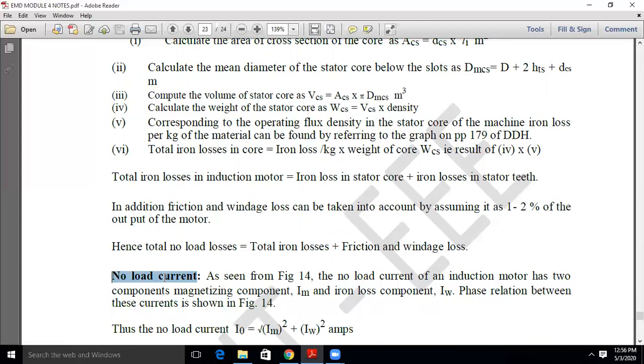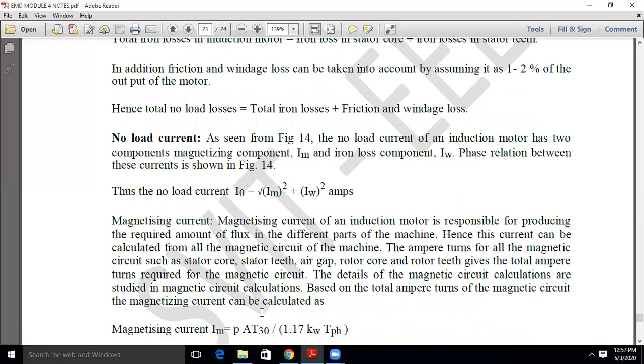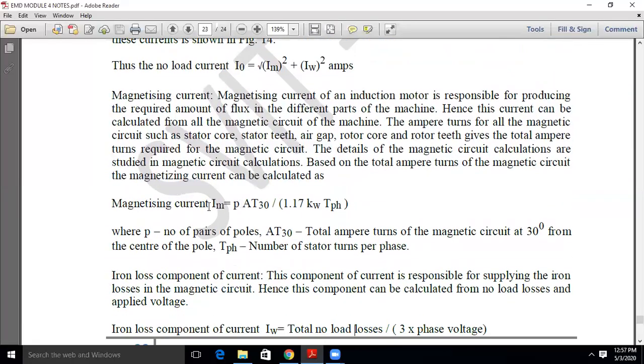Now coming to no load current. The no load current of an induction motor has two components, as already discussed. There is Im, the magnetizing component, and another one is Ic, the iron loss component. The phase relation between these currents is shown in the figure, which we have already discussed in the discussion of no load current. So directly the formula we need is I0 equals the square root of Im squared plus Ic squared. Now for the magnetizing current we need the formula.